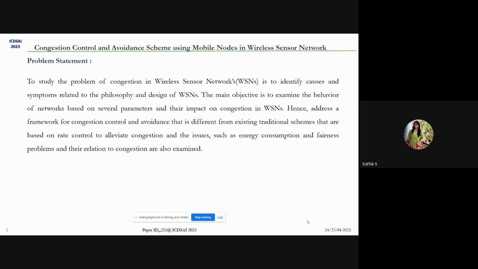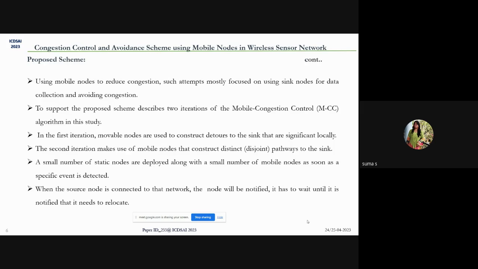So this addresses the framework for congestion control and avoidance that is different from the existing traditional schemes that are based on rate control to evaluate congestion. Issues such as energy consumption and fairness problems and their relation to the congestion are also examined. So in the proposed scheme here, since we use mobile nodes, we reduce the congestion, and it also attempts to use the sink nodes for data collection for avoiding the congestion.